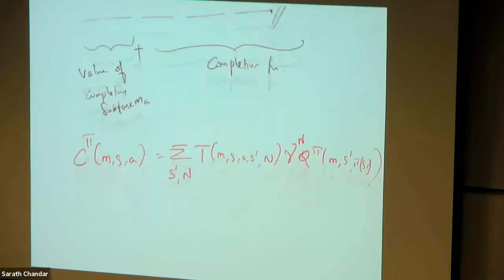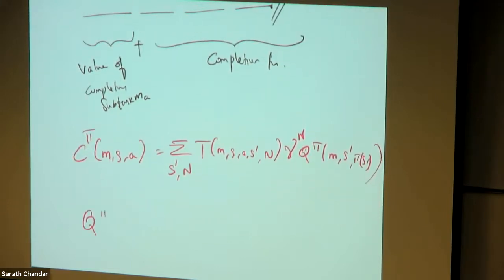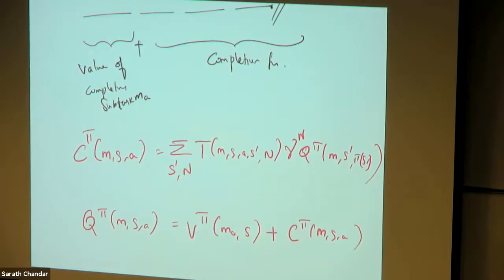So now I can actually decompose my Q function. So Q pi of MSA is equal to V pi of MA comma S, which is the value for completing the subtask, plus C pi of MSA. Is that clear?